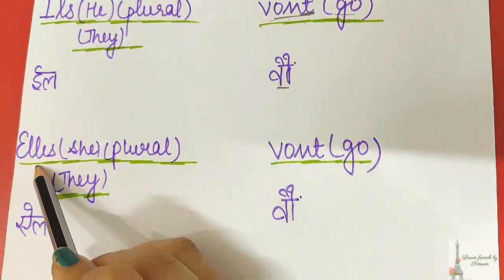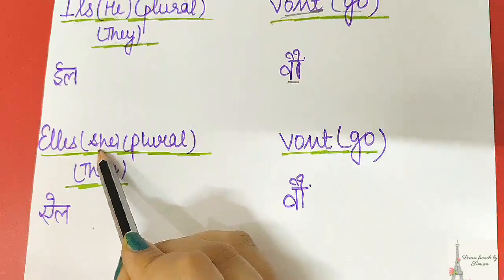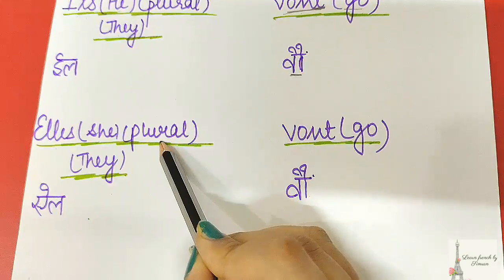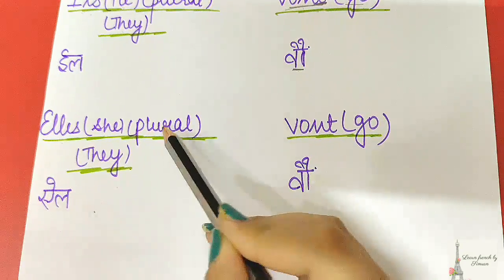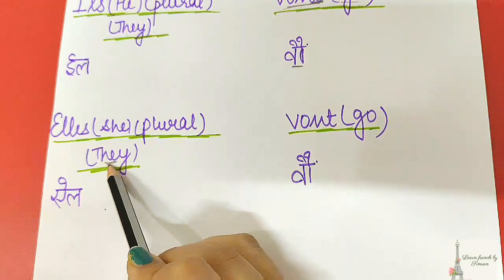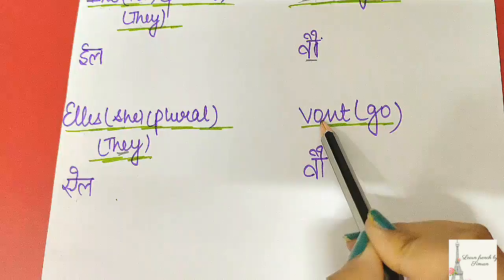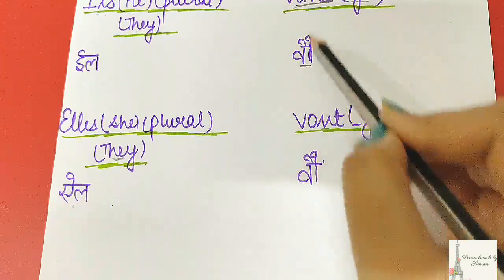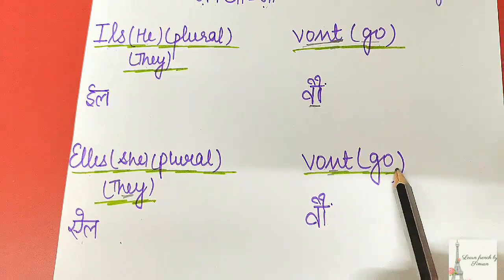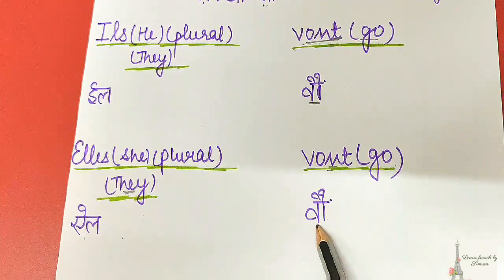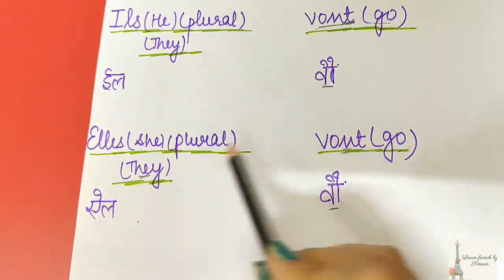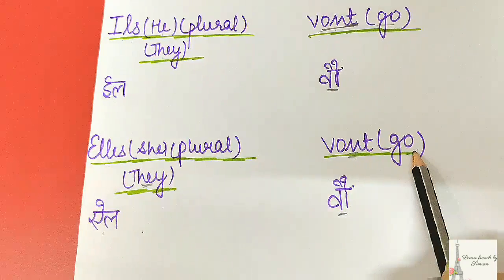Now our last subject is elles, and it is used for females, as I have written here she, and it will be used for plural, for a group of females, and it is used, as I have written, they, which means for a group of females. Elles vont. Now again the conjugation will be same, right, and it means to go. And here I have written the pronunciation in Hindi, vont. Elles vont, which means they go in English.